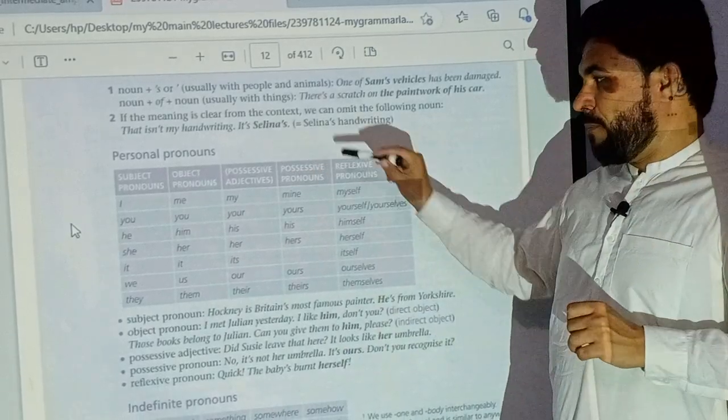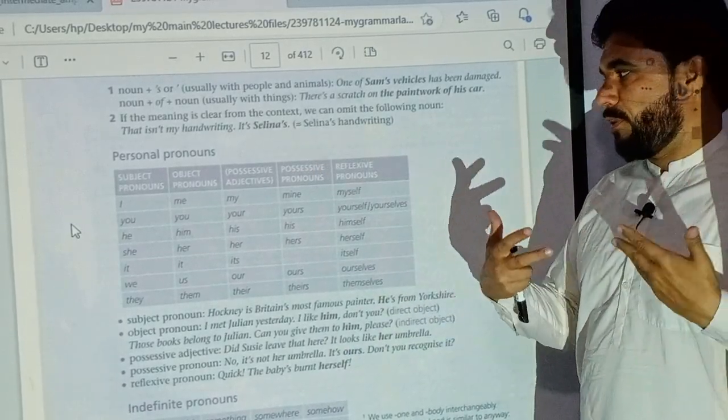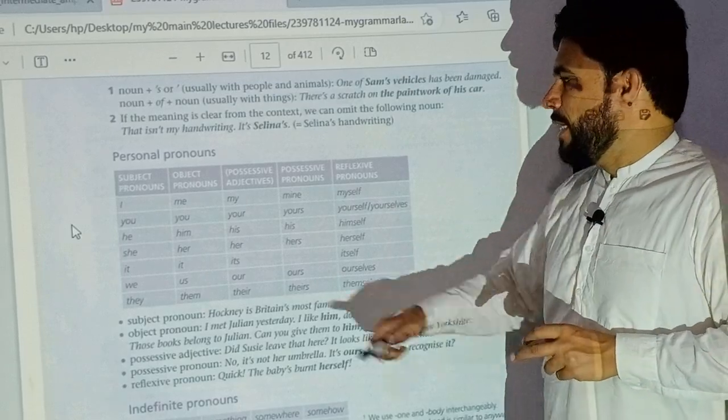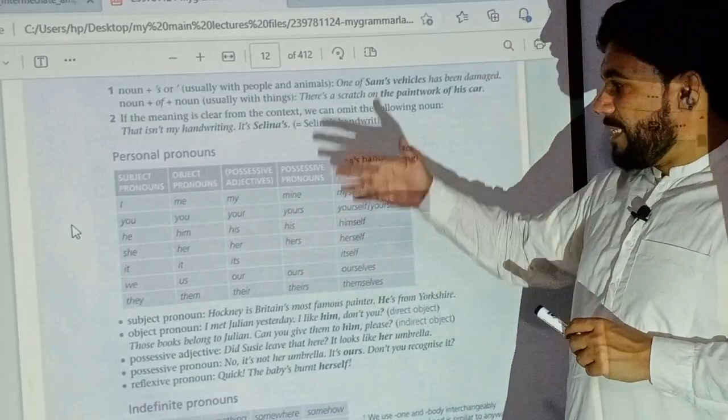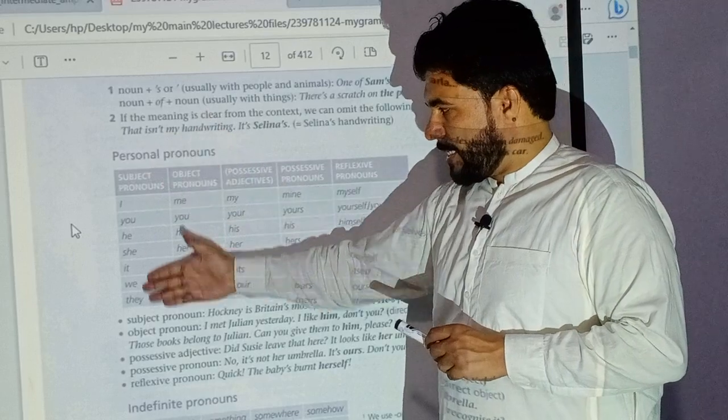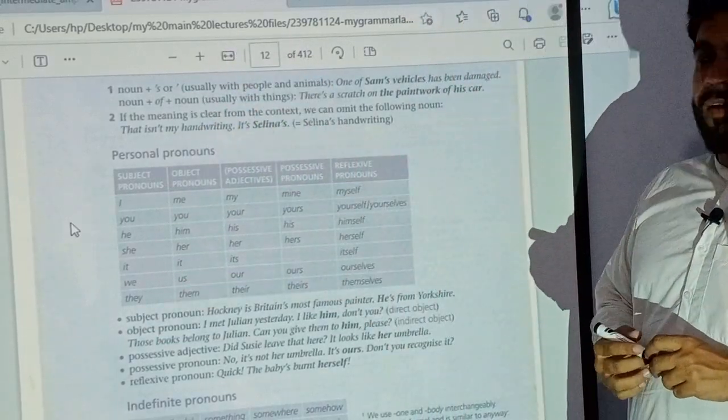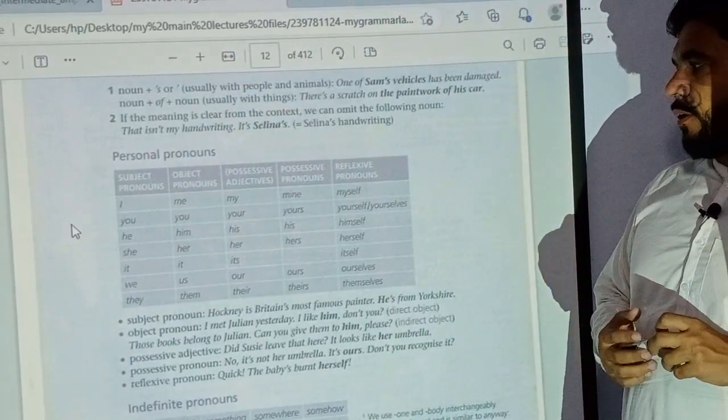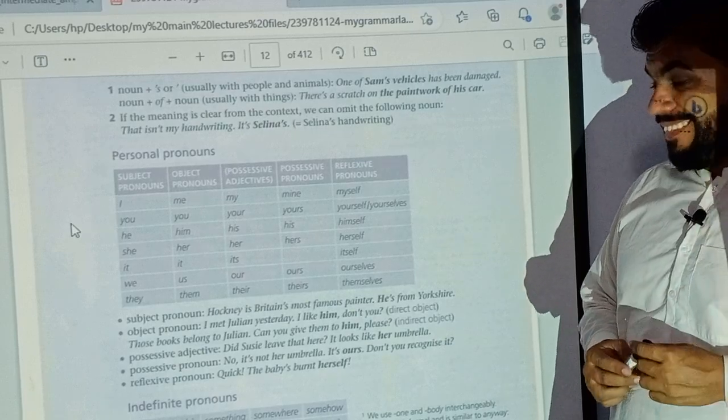So we have the personal pronouns, referring to people essentially. Subject pronoun. Now these are the pronouns that are used in the subjective part of a sentence, right? So like I, you, he, she, it, we, they.